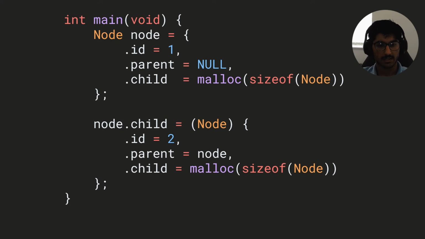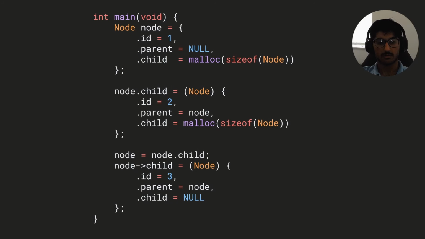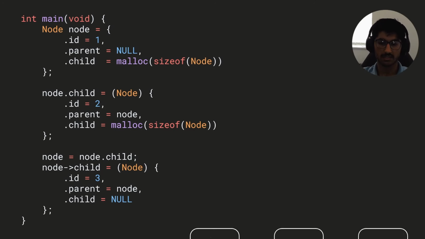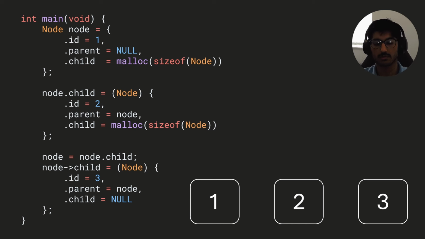Then let's say I initialize the second node in this linked list, so I gave it an ID of 2. I set the parent node to be the first node in the linked list, and then I allocated memory for another child node. Now I initialize the child node, I give it ID 3, the parent node is the second node in the linked list with ID 2, and the child node set to null. So this is the last node in the linked list. So visually, what does this look like? Well, we've got 3 nodes with IDs 1, 2, and 3, and this is how they are related to each other, right?